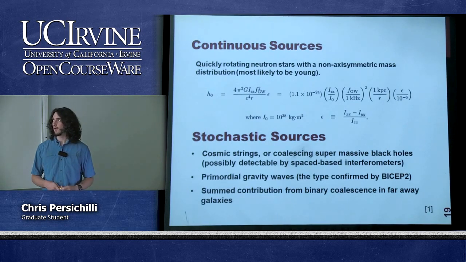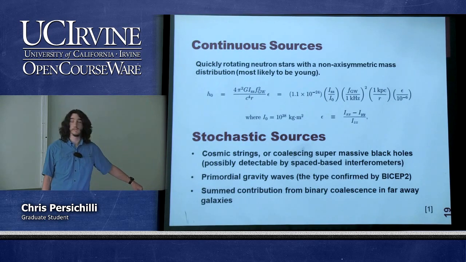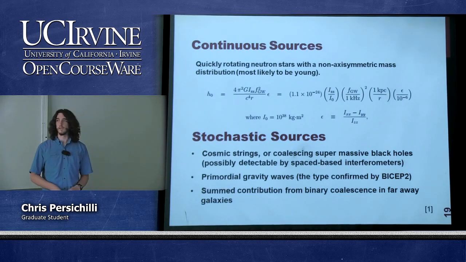And then on top of that, there are also some stochastic sources. We expect a background of gravitational waves from things like cosmic string cusps or coalescing supermassive black holes, which would be in the regime of ultra low frequency, which we could perhaps detect with space-based interferometers. And then the primordial gravitational waves from the early expansion of the universe, which is what BICEP 2 believes that it found. And then generally the summation of all the binary coalescences from faraway galaxies, adding up to basically a stochastic background of gravitational waves.